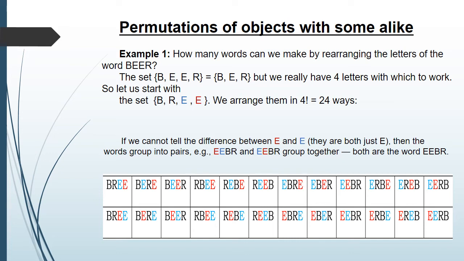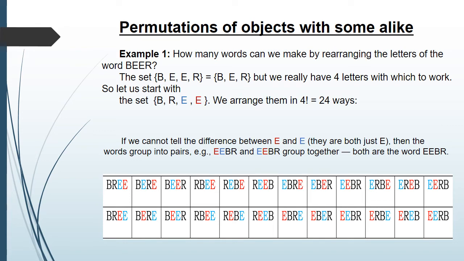Permutation of objects with some alike. Example 1. How many words can we make by rearranging the letters of the word BEER? The word BEER is not the same as BEAR, but we really have 4 letters with which to work. So let us start with the set B, R, E, E. We arrange them in 4 factorial, which is equal to 24 ways.